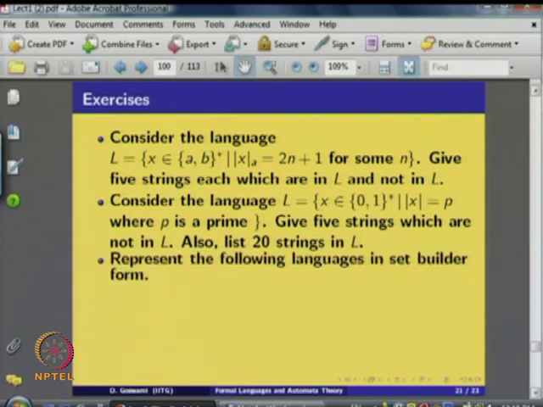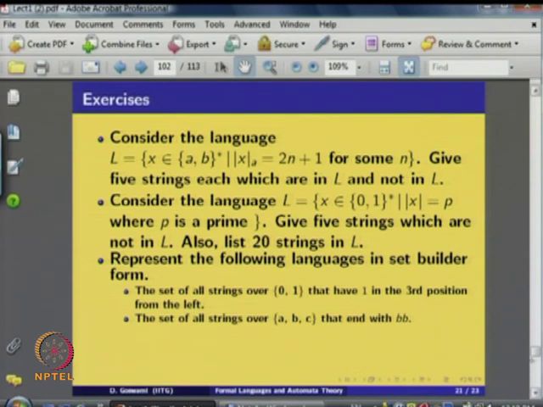Represent the following languages in set builder form. A set of all strings over {0, 1} that have 1 in the third position from the left. A set of all strings over {a, b, c} that end with bb. The set of all strings over {a, b} that have at least 2 occurrences of ab.